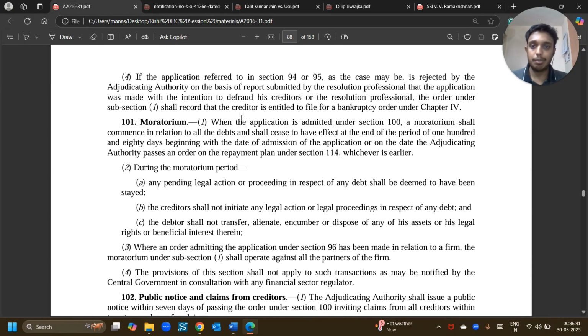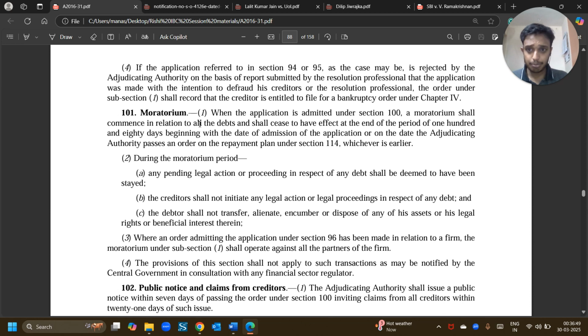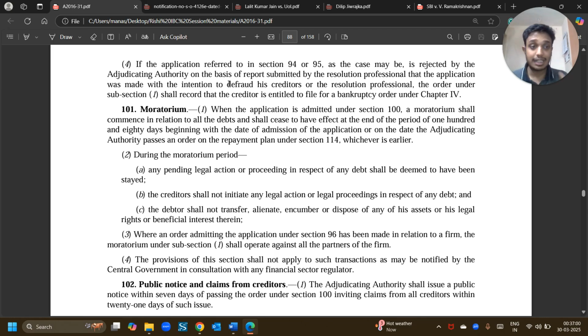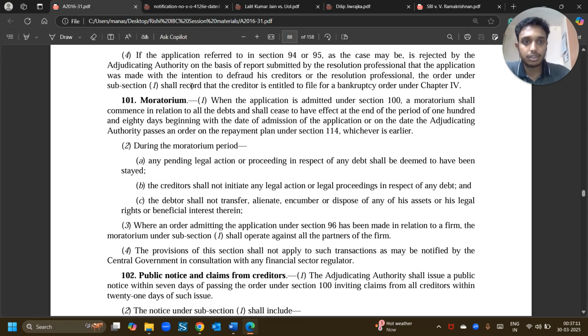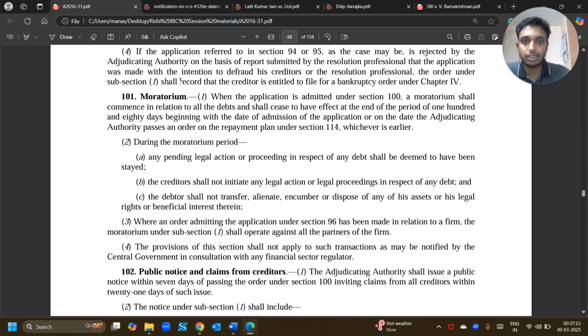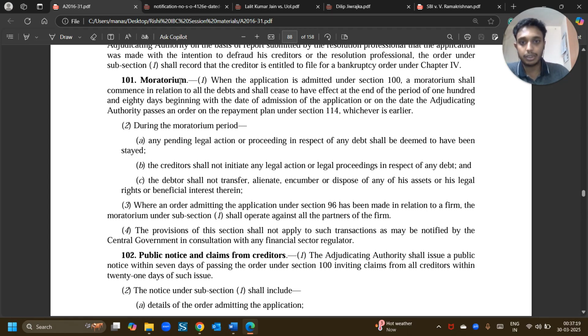Now subsection 4 says, if the application referred to under section 94 and 95 is rejected by the adjudicating authority basis the report of the RP, and the report of the RP states that this application was made with the intention to defraud the creditors or the resolution professional, right? So when an application is being made under 94 and 95 to defraud either the creditors or the resolution professional, then the order under subsection 1 shall record that the creditor is entitled to file for a bankruptcy order under chapter 4. So that is something we shall be looking into subsequently.